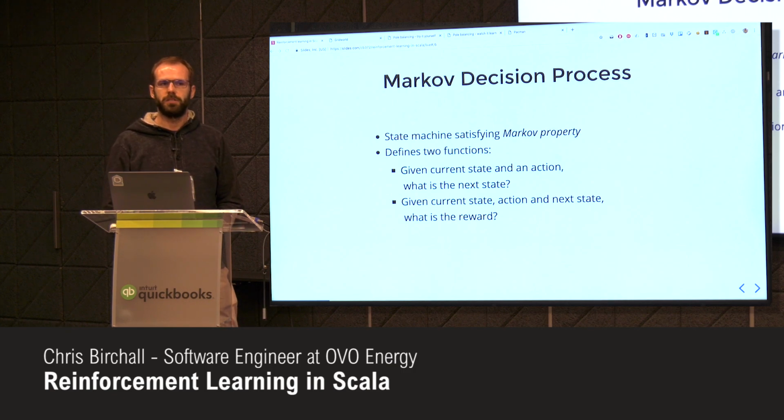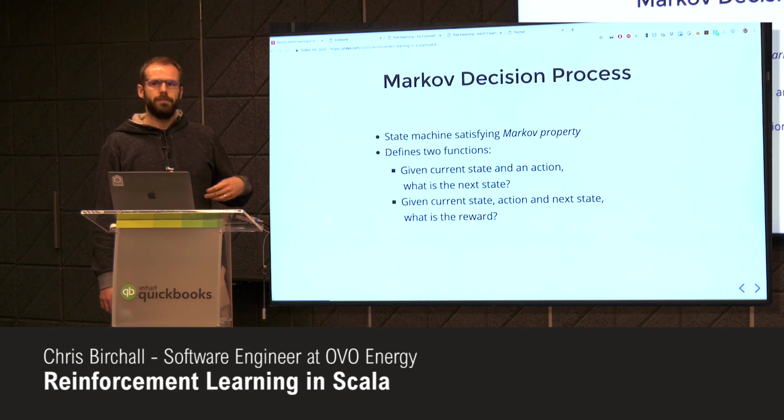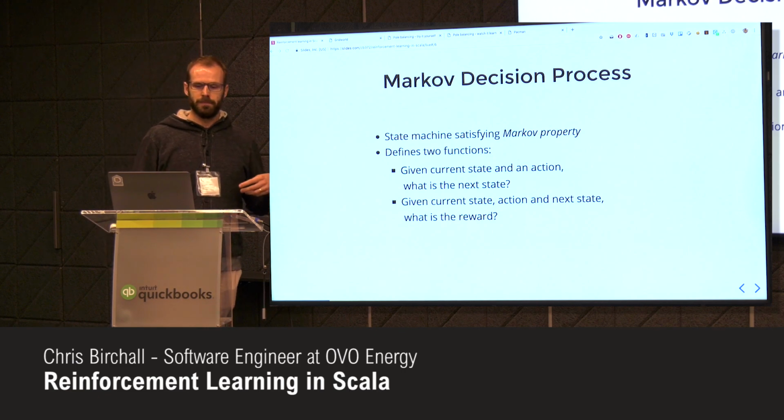It satisfies the Markov property, which I won't go into. Don't need to worry about it right now. Just think of it as a state machine. So the environment is in charge of answering two questions for us. Given that the agent is in some state and it takes some action, what is the next state that it moves into? And then, given that it was in a state, it took an action, it moved into the next state, what reward should it get for doing that?